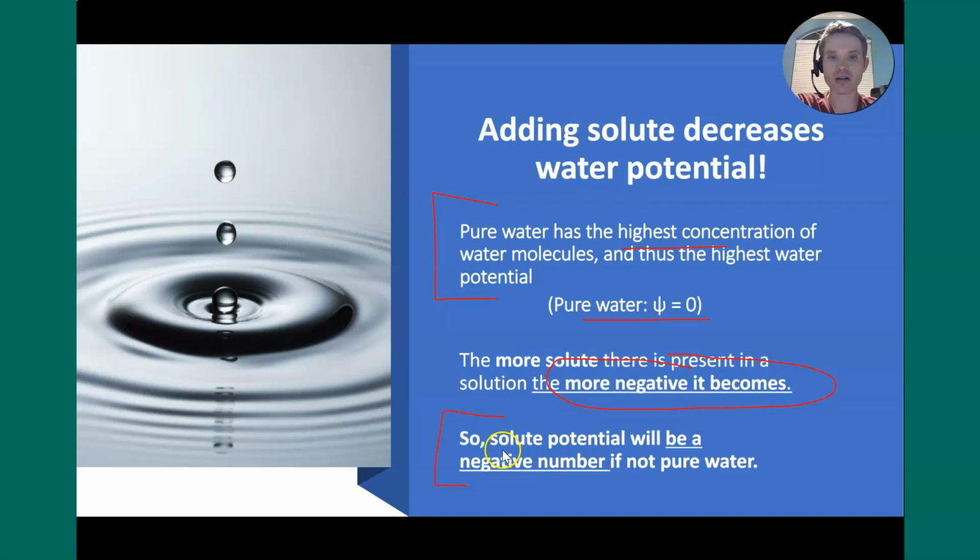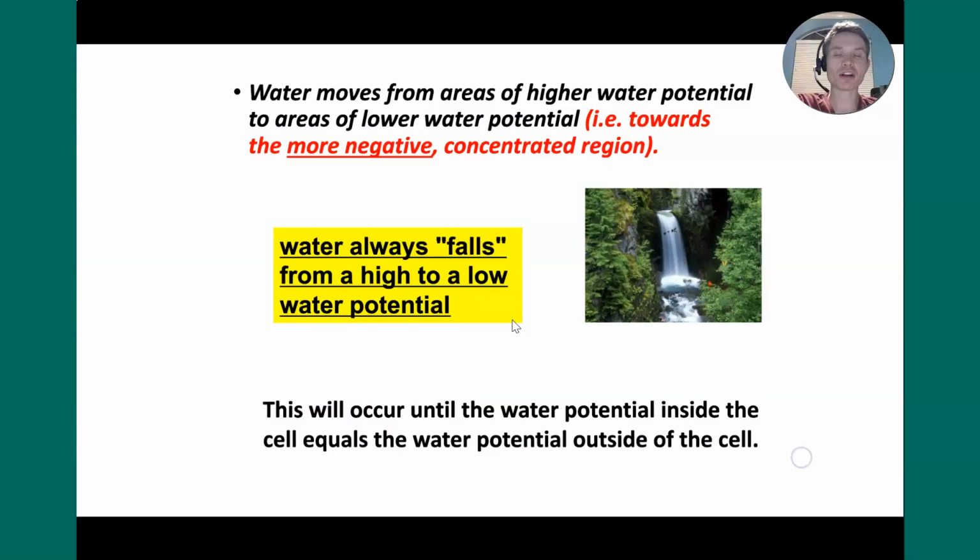As we add more solute, the solute potential becomes more negative if it's not pure water. When we are comparing the movement of water, water always falls from high water potential to low water potential. So it always goes towards the more negative. Be careful about that. Students always get those negative numbers mixed up. It always goes towards the more negative of the two water potentials, because remember, 0 is our highest potential. So anything else is going to be negative, and more negative.